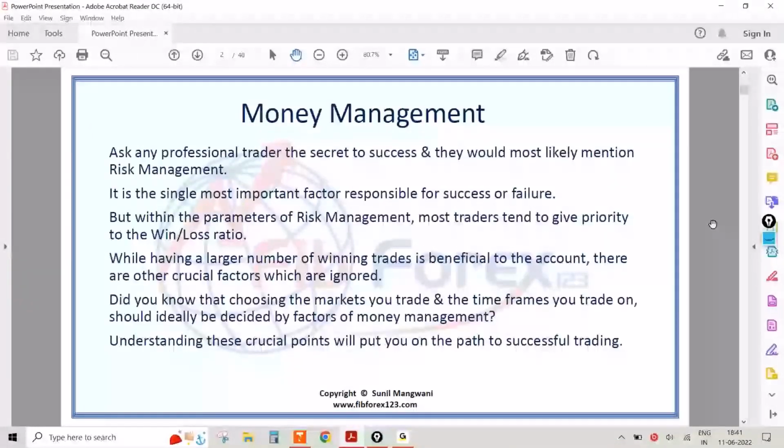Okay, so as we said in the introduction, ask any professional trader the secret to success, and they would most likely mention risk management. It is the most important factor responsible for success or failure. Now, within risk management there are a lot of factors. You have risk to reward ratios, you have win loss ratios, you have position sizes. A lot of traders, and especially new traders, tend to give a lot of priority to the win loss ratio.